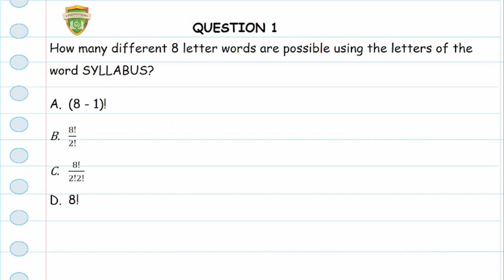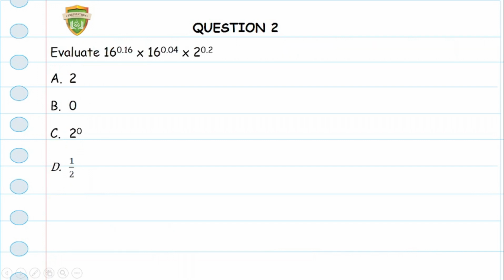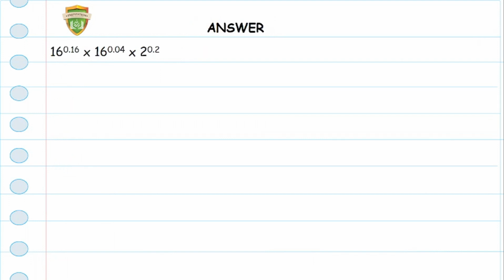But then you can see that the letters L and S are repeated. So that means we have to divide by the factorials of both of those letters, and they're repeated twice. So that means that in this case, our answer would actually be 8 factorial over 2 factorial, 2 factorial. So the option C.